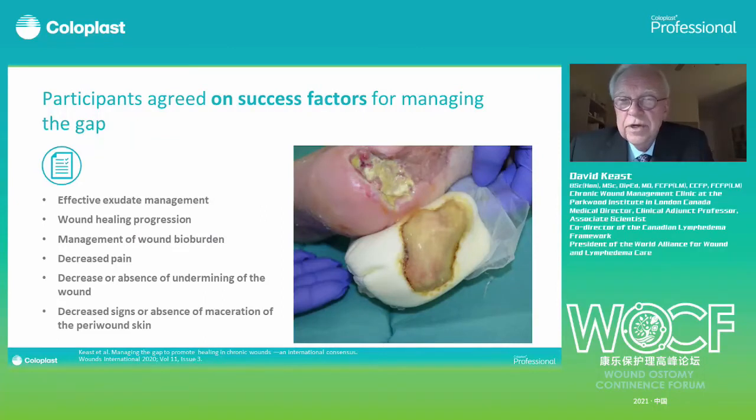Participants also agreed on what we should look for as success factors when managing the gap. How do we know that we've been successful? So has the exudate been effectively managed? Is the wound healing as expected? Have we managed wound bioburden appropriately, and is there any evidence of spreading infection? Have we decreased the pain for the patient? Have we decreased or completely eliminated undermining of the wound? And have we decreased the signs or absence of maceration in the peri-wound skin? All of these are important outcome measures that we should follow.